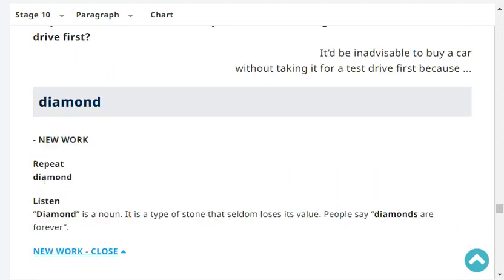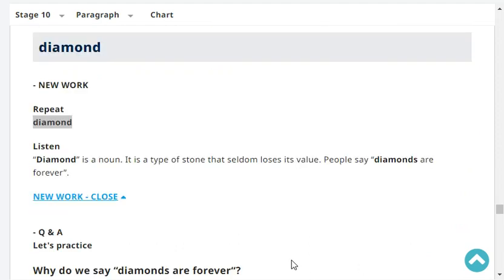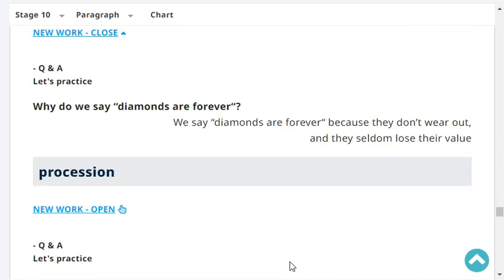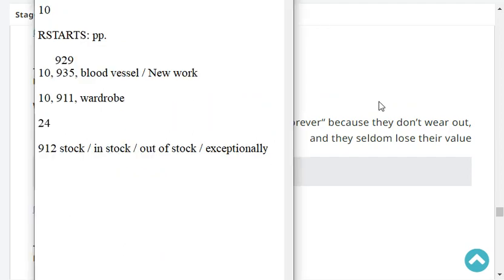Repeat diamond. Diamond. Very good. Okay, listen. Diamond is a noun. It is a type of stone that seldom loses its value. People say diamonds are forever. Okay, let's practice. Why do we say diamonds are forever?